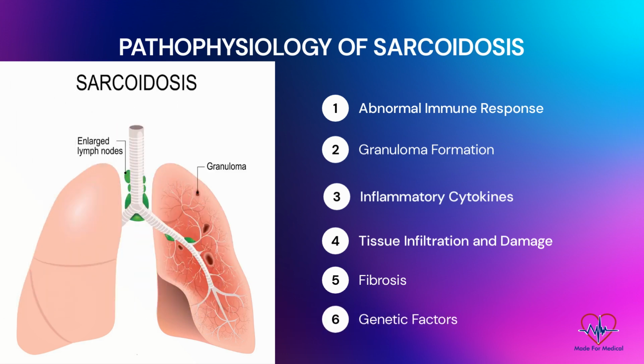Genetic factors. There is evidence suggesting a genetic predisposition to sarcoidosis, as the disease tends to cluster within families. Certain genetic variations related to immune system regulation and antigen processing have been identified as potential risk factors for developing sarcoidosis.